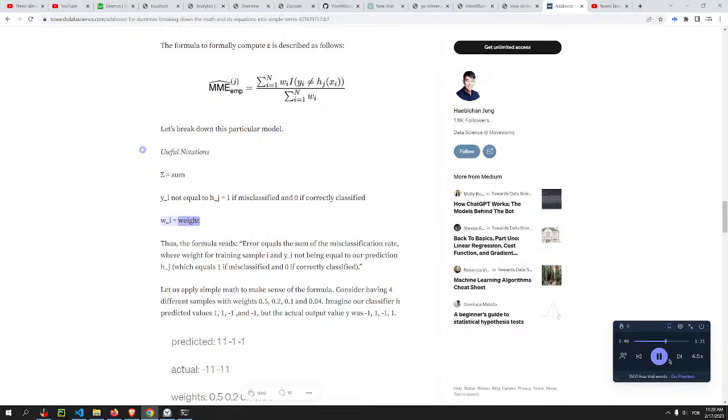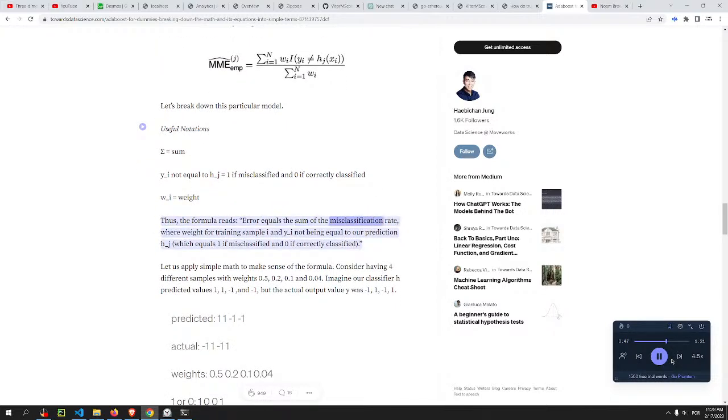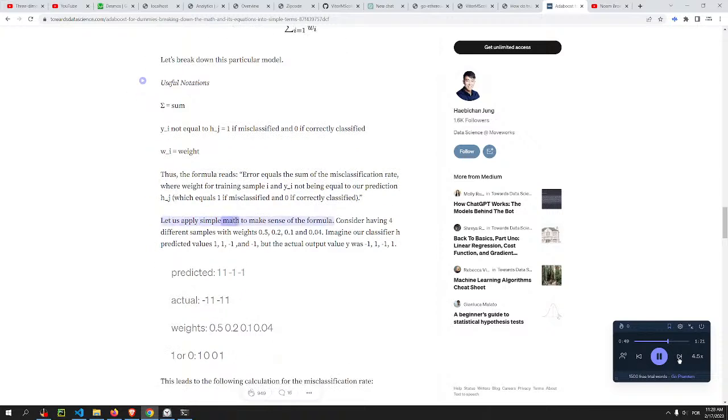W_i equals weight. Thus, the formula reads: error equals the sum of the misclassification rate, where w_i is the weight for training sample i, and y_i is not equal to our prediction h_j, which equals 1 if misclassified and 0 if correctly classified. Let us apply simple math to make sense of the formula.